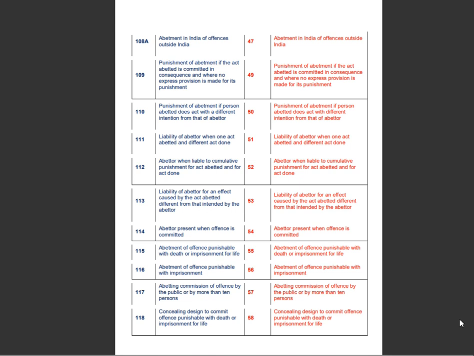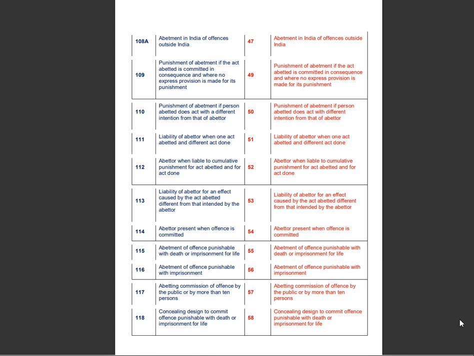Section 110 of the Indian Penal Code deals with punishment of abatement if person abetted does act with a different intention from that of abettor. Section 50 of the BNS deals with punishment of abatement if person abetted does act with different intention from that of abettor.